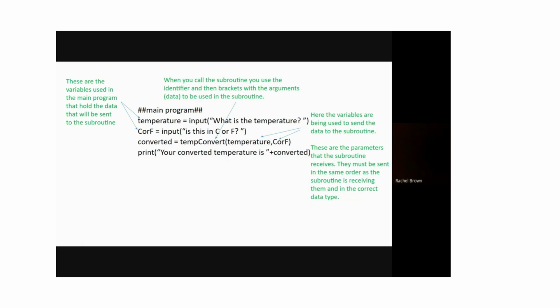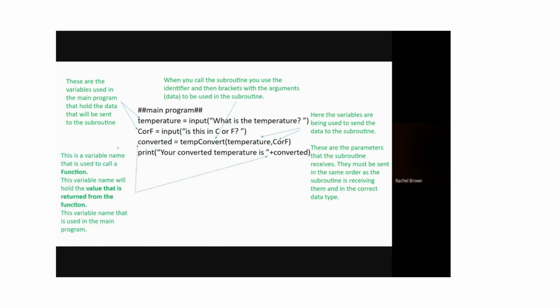So when we actually write the subroutine, the function temp convert, it will want to be receiving the data for temperature and then the data for whether it's centigrade or Fahrenheit, in that order. And we have to send them as the correct data type. And you'll see here already, we know that temperature was an integer and C or F was a string.